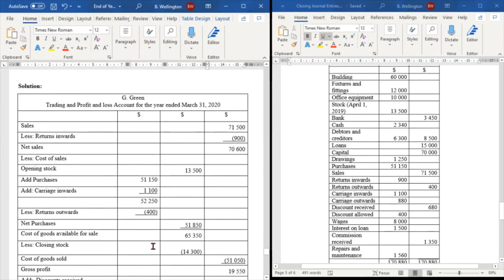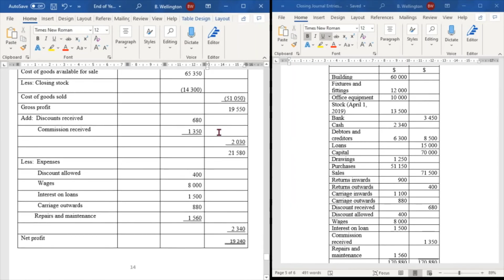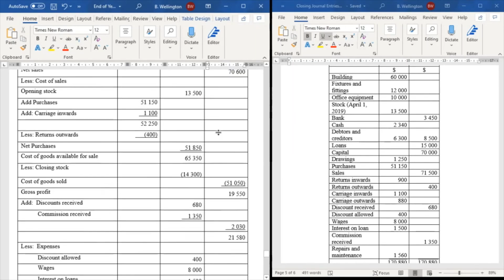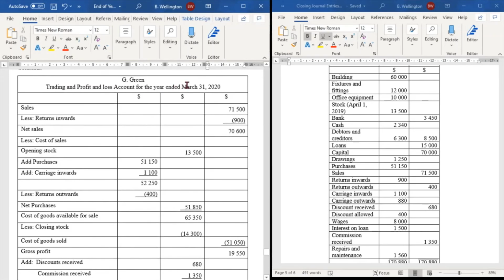Okay, so we're going to use the vertical style of presentation. Notice your heading. Trading and profit and loss account for the year ended March 31, 2020. Okay, I should have pointed out this earlier. Students usually make the mistake of saying trading and profit and loss account as at. But these items are values that have accumulated over a period of time. Okay? So we say for the year ended.